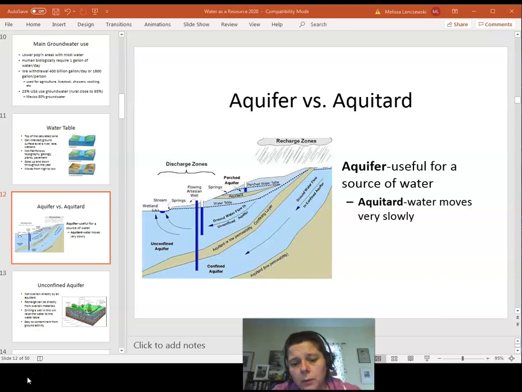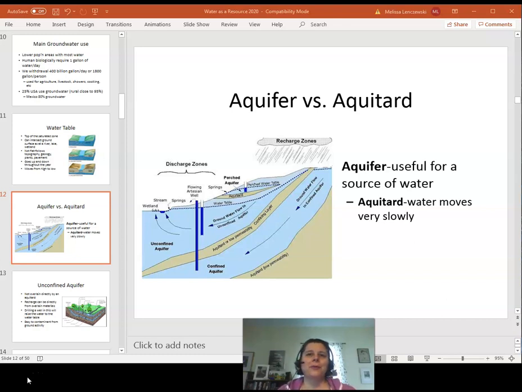For us, an aquifer could be really large if it's for a whole municipality. It doesn't have to be very large to be a useful source of water for, say, a home. So an aquifer is a useful source of water for whatever use you're going to be using it for, from a home or from there.